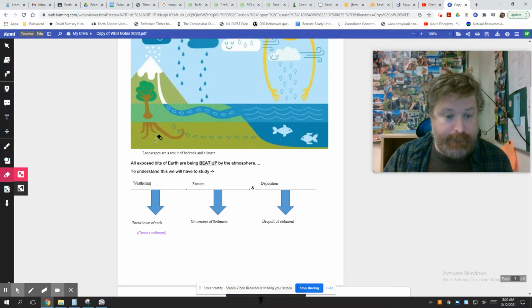So remember, the idea is weathering, erosion, and deposition. Those three things. Weathering breaks down the rock. Erosion moves those small rocks or sediments. And deposition will be next. We'll be dropping those off.